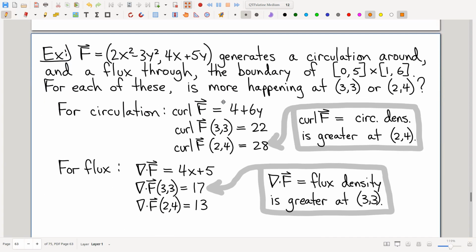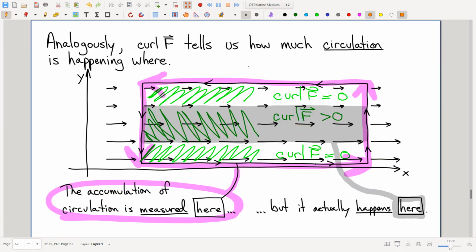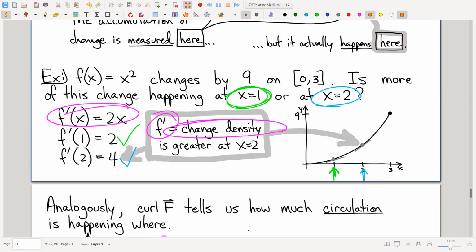You can make all this quantified. Here's some computations. No tricky curves here. This is just a rip-off of this example. Here, we looked at an explicit function. We asked, where is the change happening? And we used change density to figure that out.